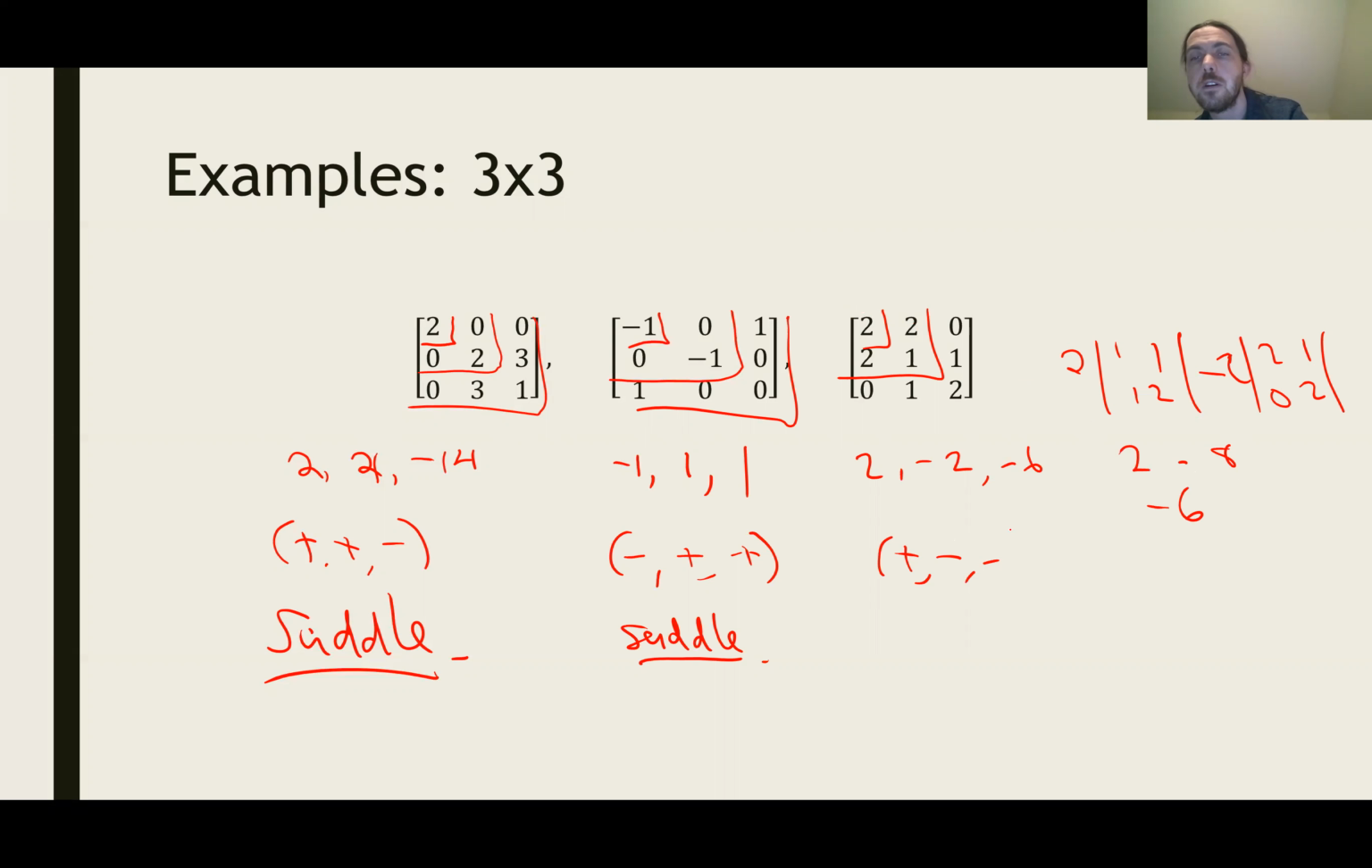So in this case, all 3 of these are saddles. None of them is positive, positive, positive. None of them is negative, positive, negative. And none of them falls off and eventually becomes 0.